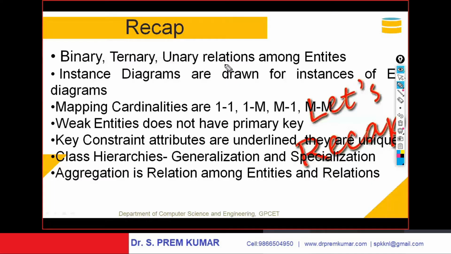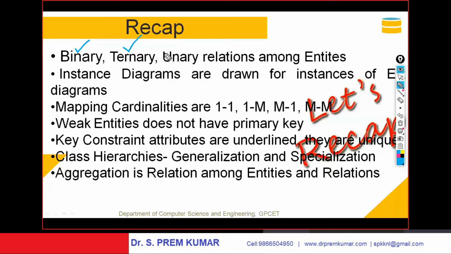A recap of previous classes. In our last class, we discussed the binary relation. If there is a relation between two entities with the help of a relationship set, then it is called a binary relation. The relation which is depicted among two entity sets is nothing but a binary relation. Also, in our last class, we discussed the ternary relation, more than two.